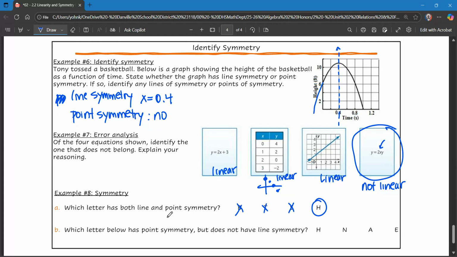Okay, which letter below has point symmetry but does not have line symmetry? Okay, well, we said H has both, so that's not it. Does N have point symmetry? Yes, if I put a dot in the middle, I can rotate it. Does it have line symmetry? The answer is no, it doesn't. So it's probably N. Let's just look at the other ones. Does A have point symmetry? No, so it's not that one. Does E have point symmetry? No, so it's not that one.